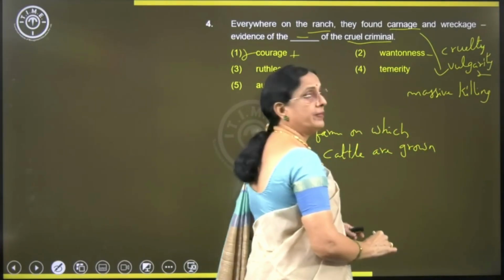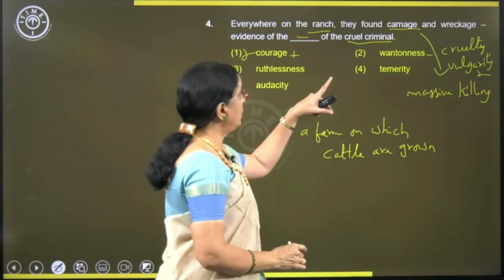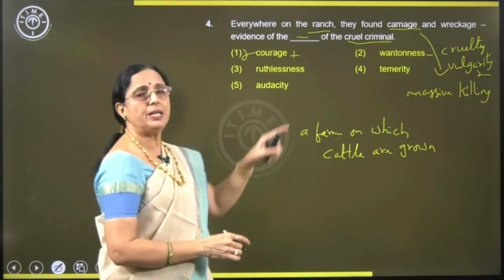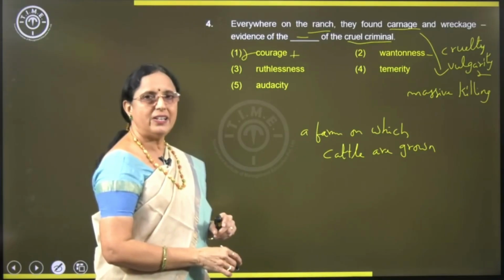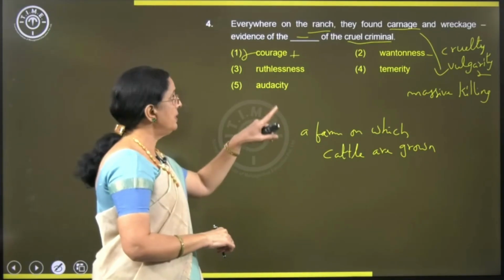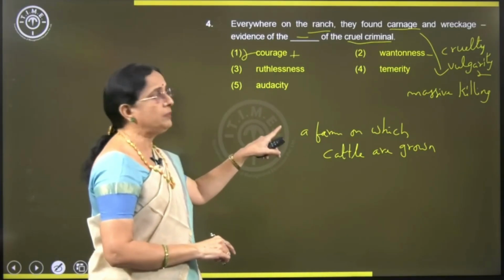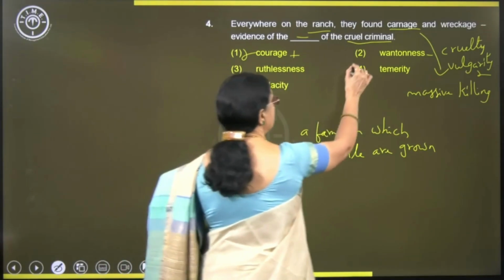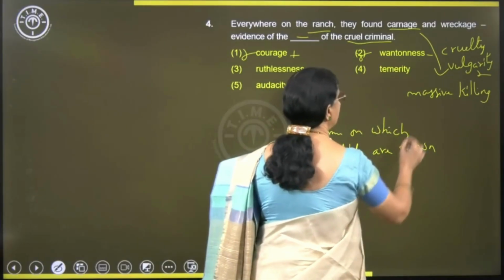There is no mention of anything. And cruelty, look at that. Do we say cruelty of the cruel criminal? You don't say that. That's redundancy. You should not just pick the word positive or negative. You have to put the word in the blank and read it. So, this is inappropriate. Am I clear?